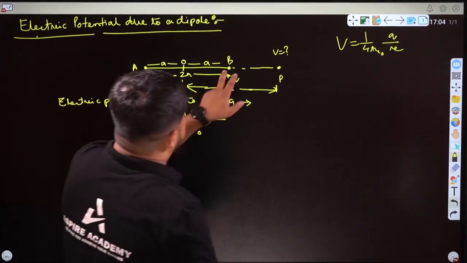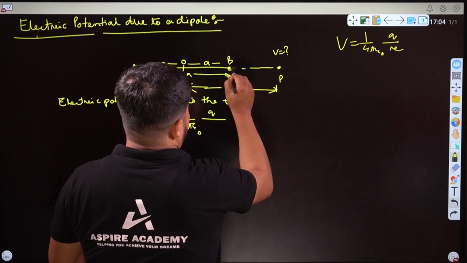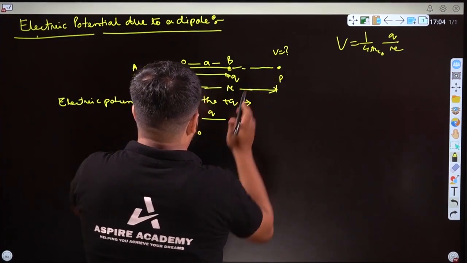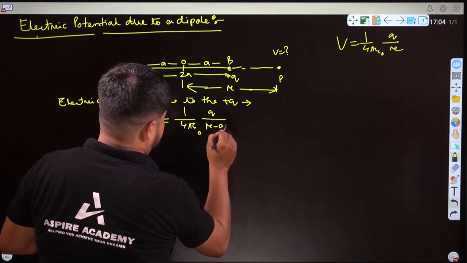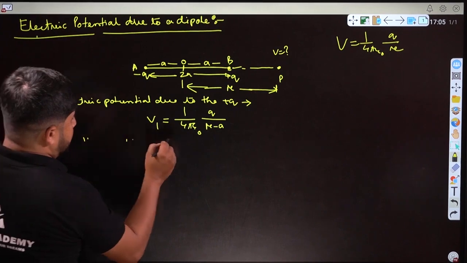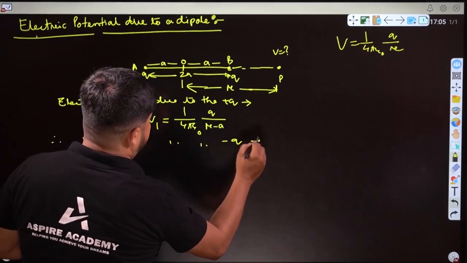Q by R means the distance from here to here. Distance to R. So what will the distance be? This is R, and this is A. So it is R minus A. Yes, R minus A. Next, electric potential due to charge minus Q, what will it be?